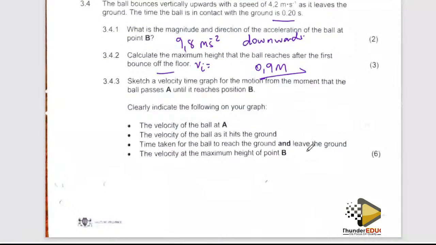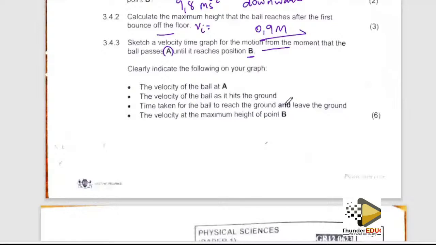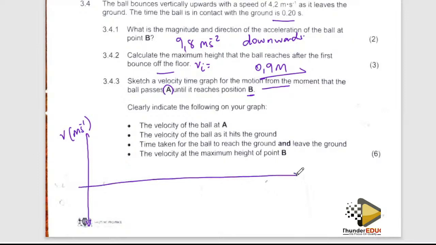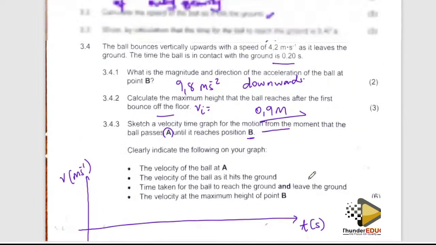Then 3.4.3, they want us to sketch a velocity-time graph of the motion from the moment that the ball passes A until it reaches point B. It's for 6 marks. So one thing we need to know: remember it's a velocity-time graph. So this will be velocity in meters per second, and then we can have the time in seconds here. Initially, the velocity was 8.4.